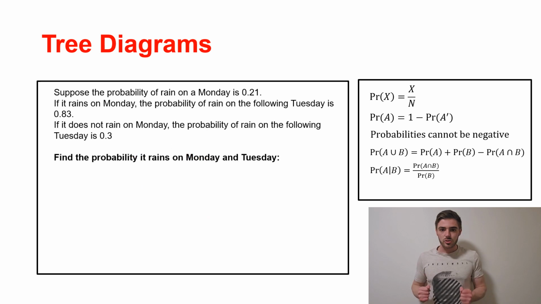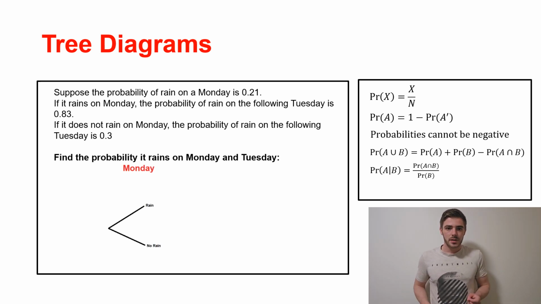So we're looking for the probability that it rains on both a Monday and a Tuesday. So let's start filling out the tree diagram. And so we'll start filling out the branches for Monday. The probability of it raining is 0.21. Therefore, the probability of it not raining must be 0.79. This is because all possibilities need to add up to 1 for a given event.